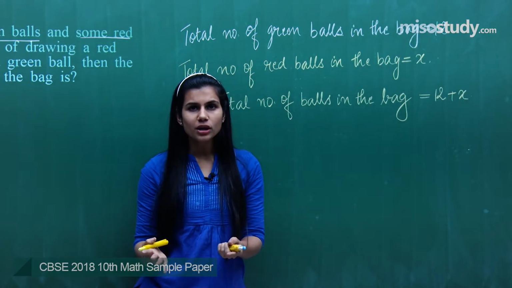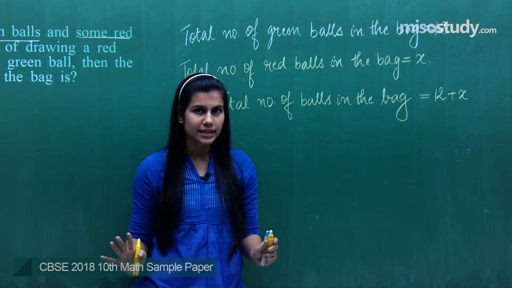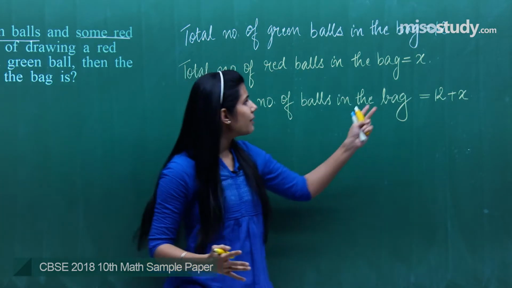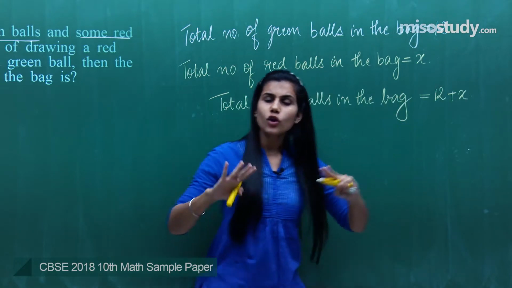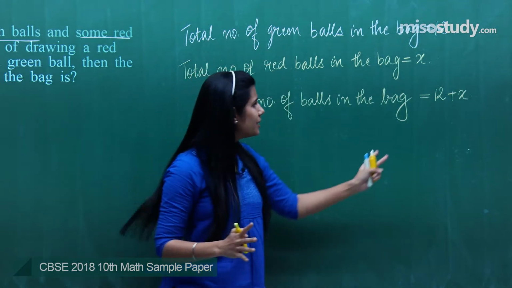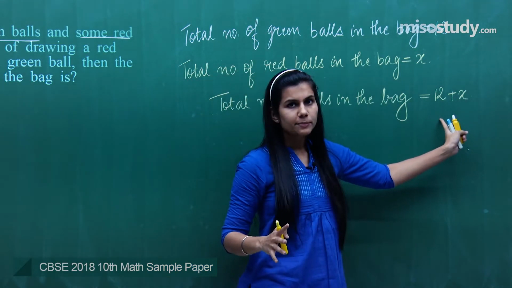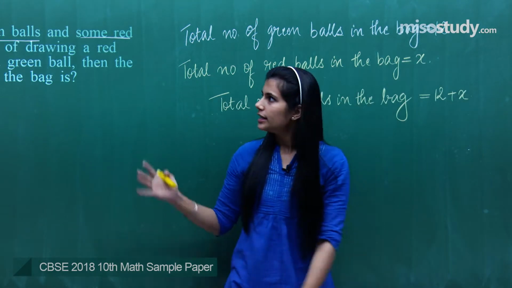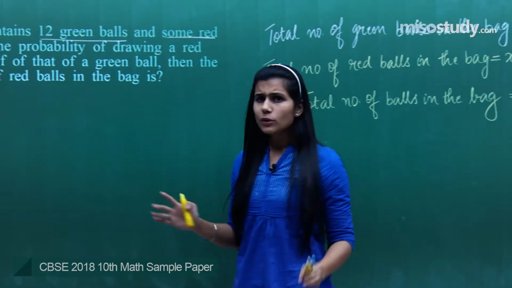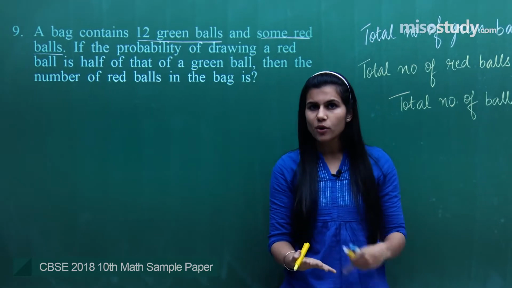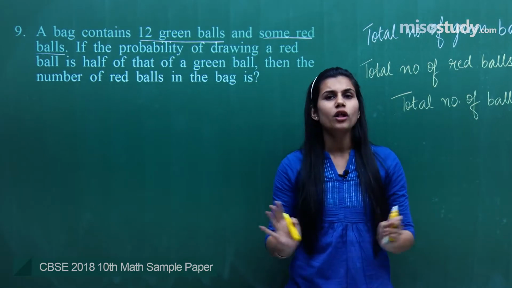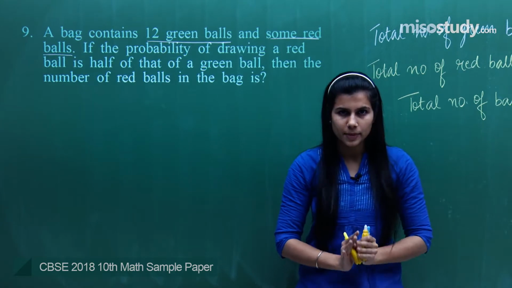There are 12 green balls in the bag and some red balls in the bag, that's it. Suppose those some red balls in the bag are X red balls. So overall total number of balls in the bag become 12 plus X. 12 green balls plus X red balls. Let's read further. Now it's a bag consisting of 12 green balls and some red balls. So overall there are 12 plus X balls in the bag.